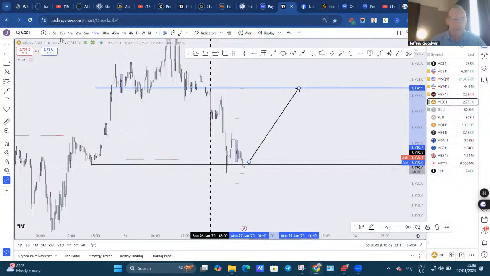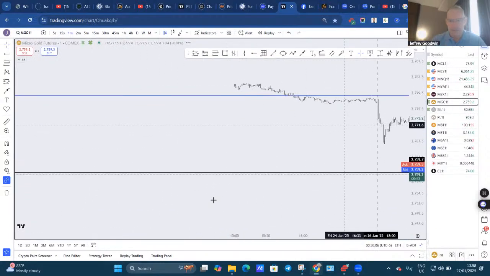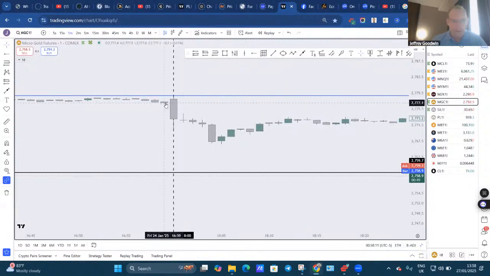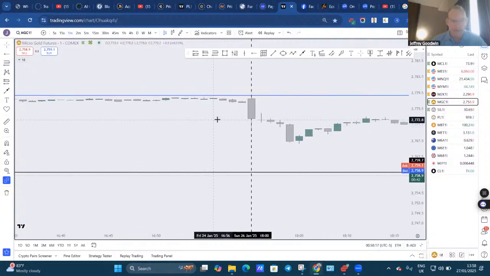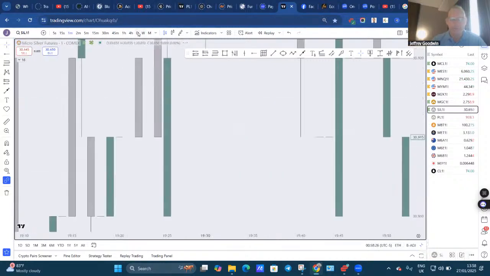Before we do that, let's go down to the 1 minute. Tiny gap there. Tiny, tiny, tiny. That's the last one there. We'll see what happens. Next, silver. Daily time frame.